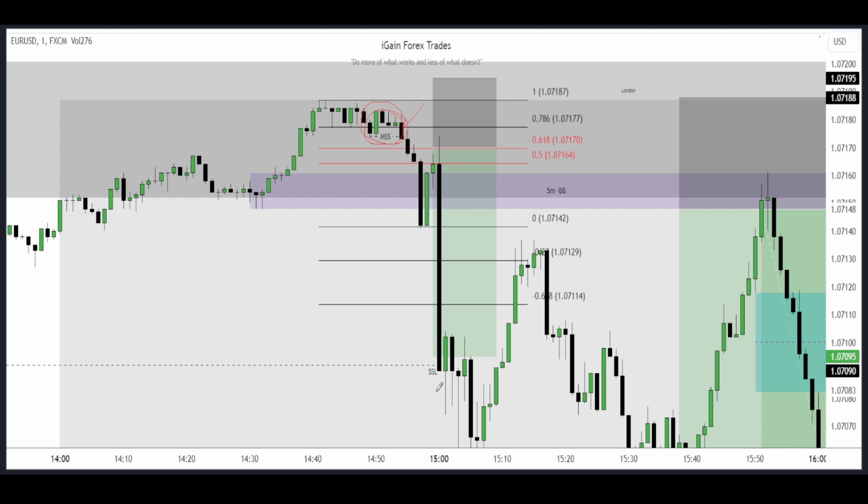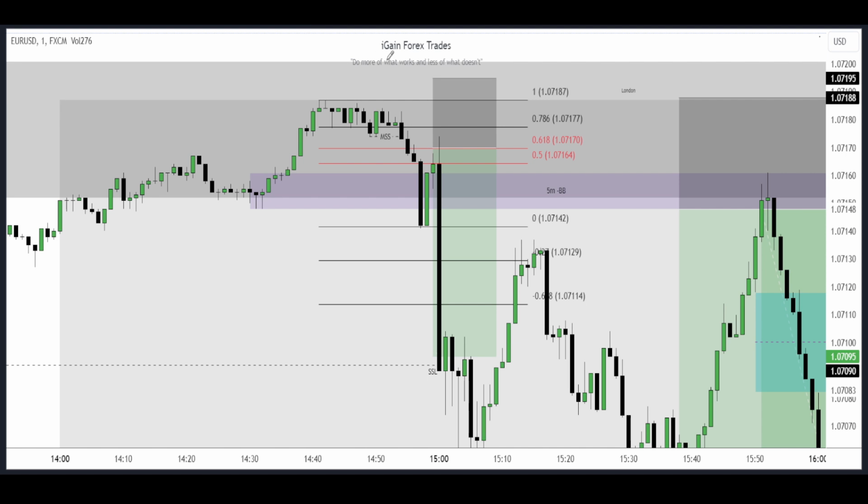Then target is sell side liquidity. Actually, we already have this 1:3. That's almost hitting this sell side liquidity. So that was my first trade of the day. 1:3 secured. We have a fast movement of the market.